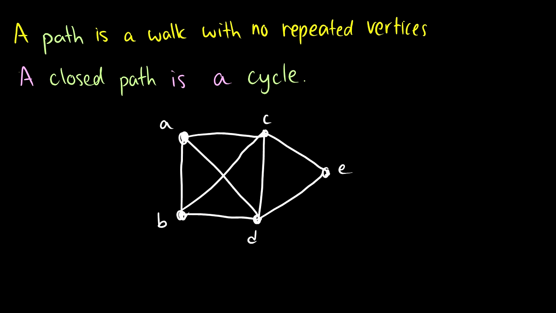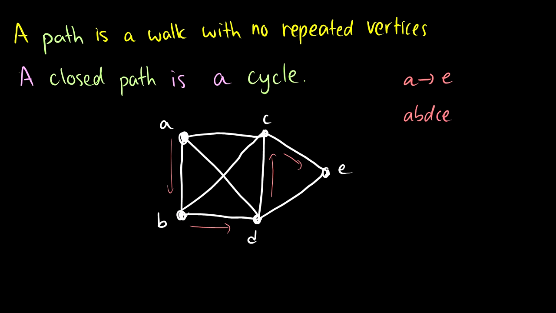A path. A path is a walk with no repeated vertices. This is why when I use these words like trail, path, walk, I need to be careful with what I say, because they mean different things. Colloquially, in English, they pretty much mean the same thing when we talk about movement. So a path is a walk with no repeated vertices. For instance, if I want to go from A to E, we could start at A, go to B, go to D, go to C, and then go to E. So we could call this A, B, D, C, E.